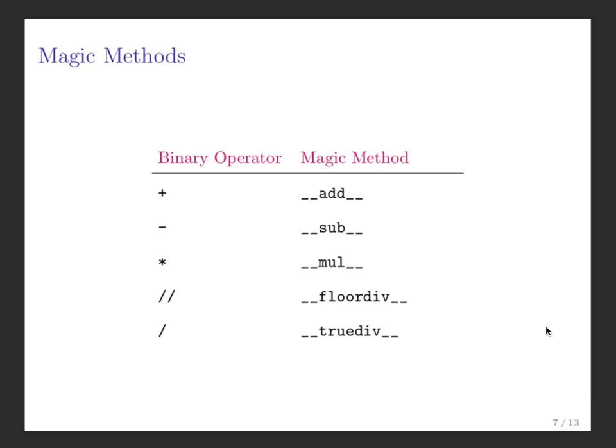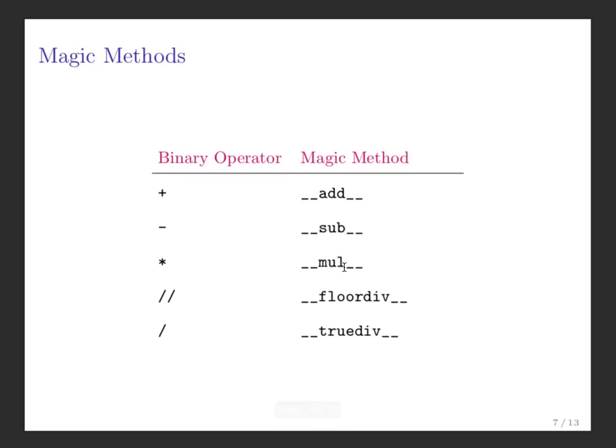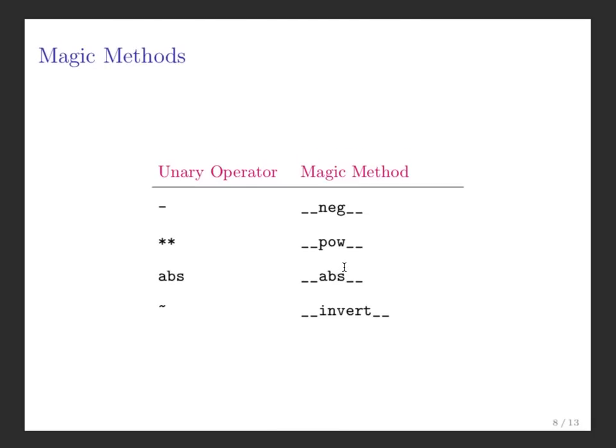Here are the rest of them. Addition, subtraction, multiplication, floor division, and true division. You don't actually need this one. Or the subtraction should always be... See these? You shouldn't define addition and subtraction. You should define addition and negation, and then define subtraction as adding the negation of the number.